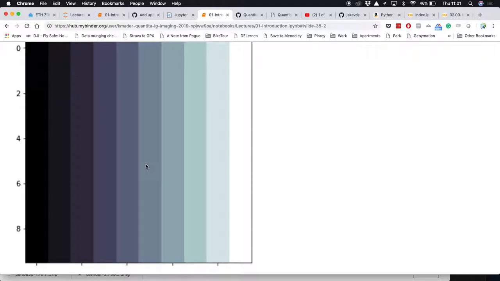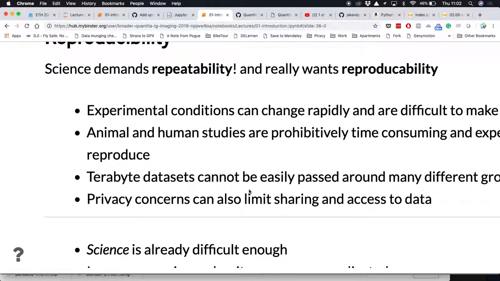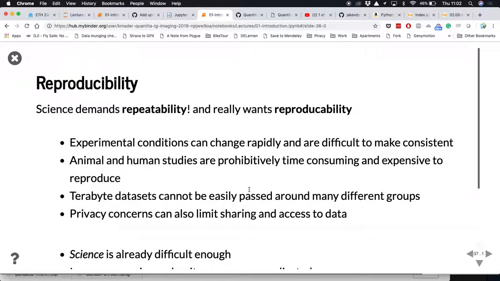which is helpful if you're trying to make out a cheetah in the wild, but it's very unhelpful if you're trying to quantify an image. And so our visual system really isn't built for handling images where we're trying to make sort of absolute quantitative assessments of something. And so science demands repeatability and really wants reproducibility.